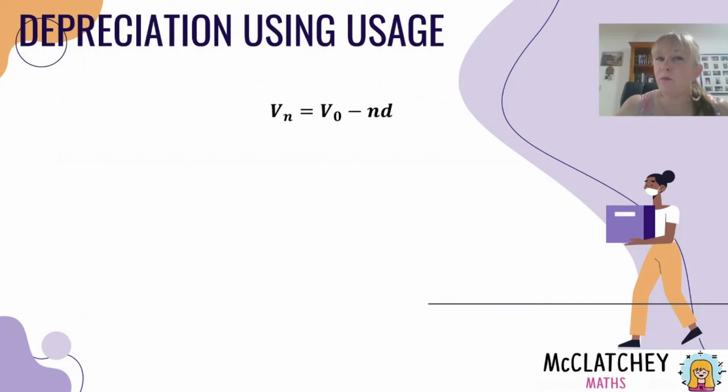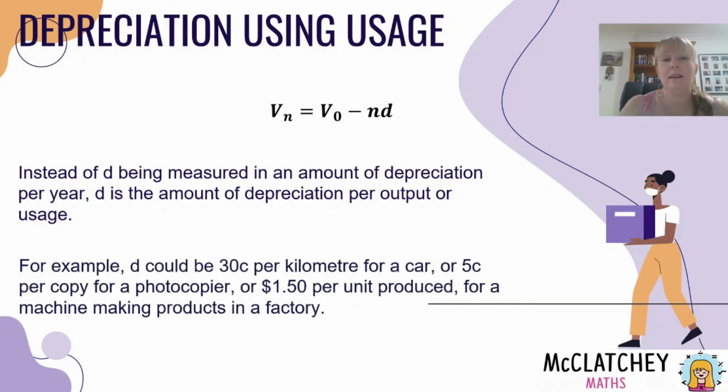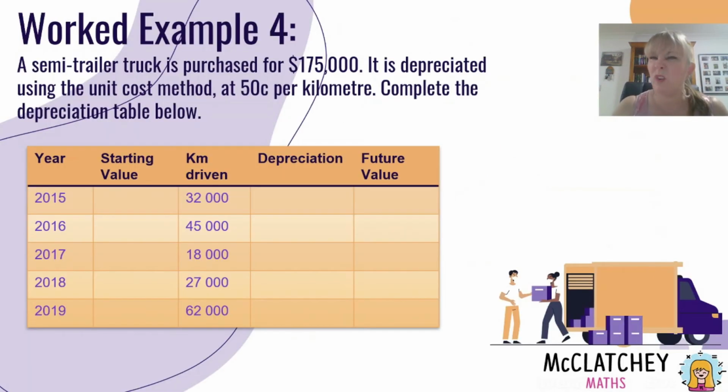So we're going to use our rule again to calculate depreciation using this kind of usage. But instead of D being a fixed amount every single year of depreciation, it'll actually be the amount of depreciation per output or usage. So that output might be the number of kilometers driven or the number of photocopies taken. So D could be 30 cents per kilometre for a car, or 5 cents per copy for a copier, or even $1.50 per product produced in a factory that makes products. So let's have a look at how that looks in an example.